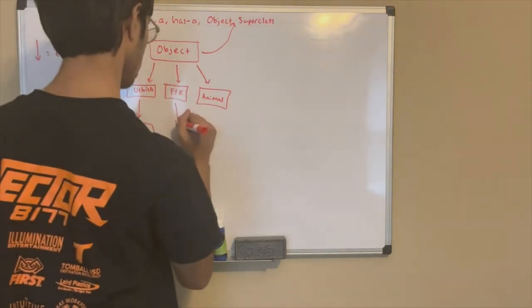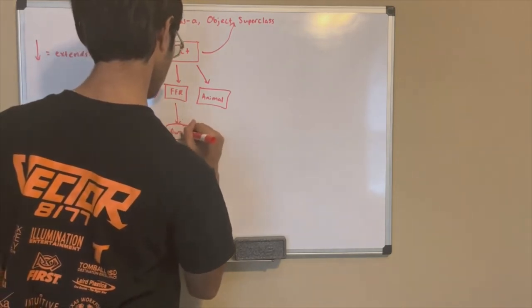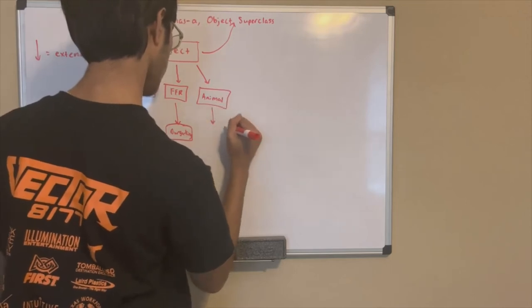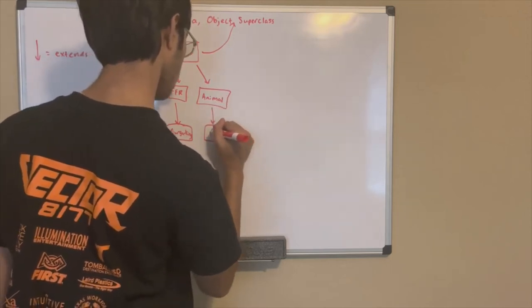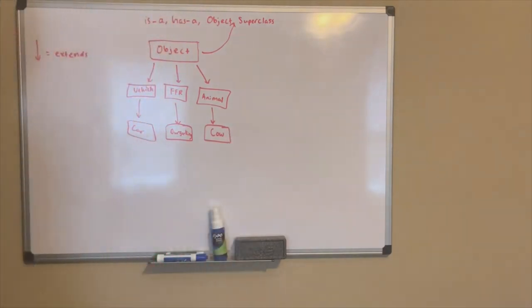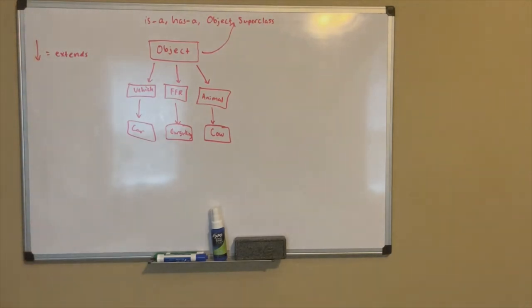And then we can continue here. We got Burger King. And then under animal, we have a cow. And then we can have a type of cow, like a brown cow. A brown cow is a cow or something like that. But that's really how the object superclass works. Every class you make in Java extends the superclass called object.